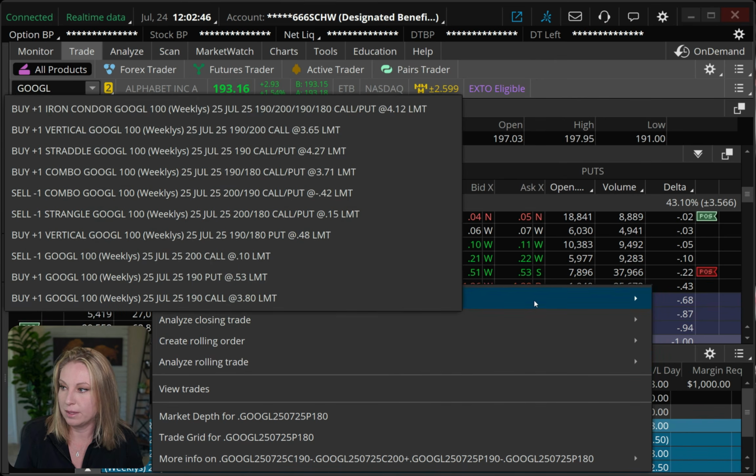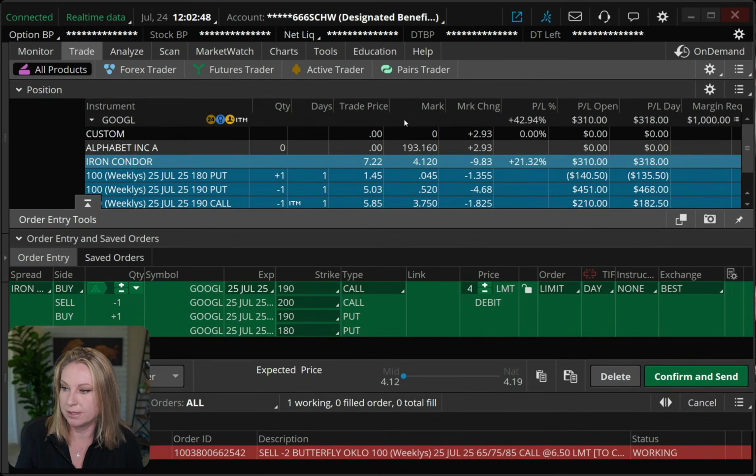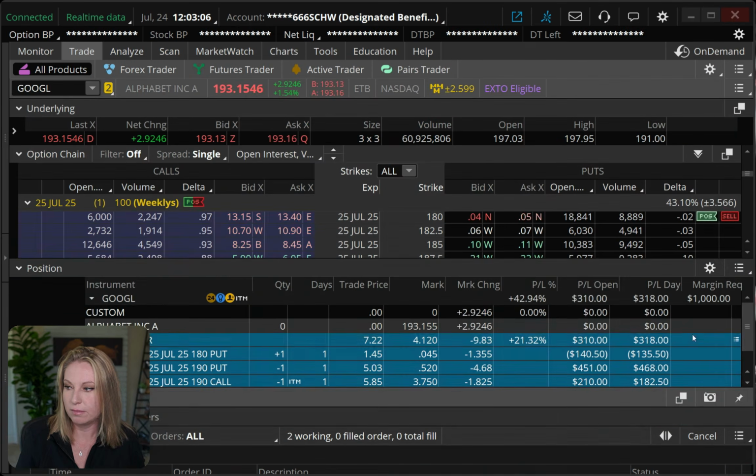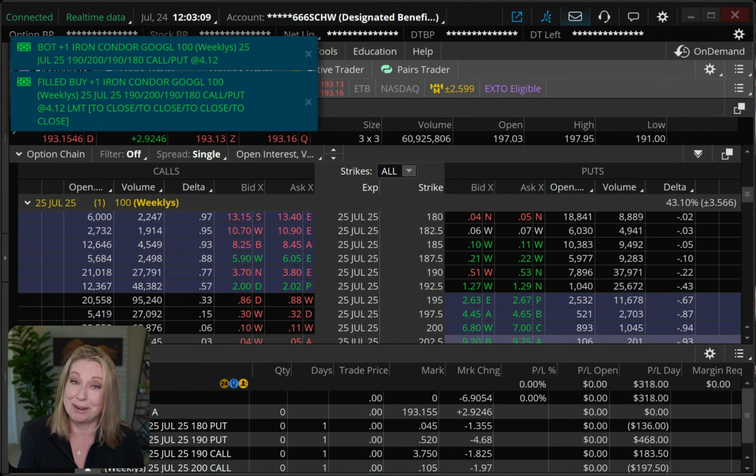I'm going to create the closing order. I'm just going to buy back the iron condor. There's a spread here, $4.12 to $4.19. I'm going to try to buy it back for the cheapest price, because obviously I want to spend less rather than more. Let me just see if I can get filled. And there we go, I'm filled.